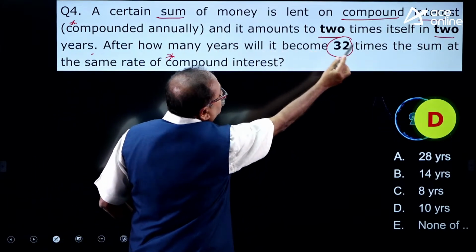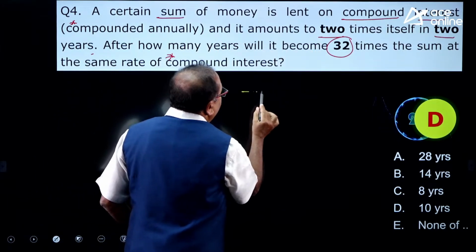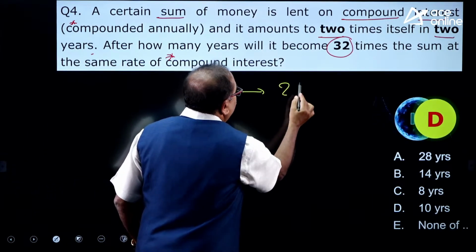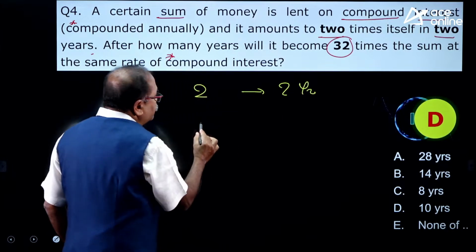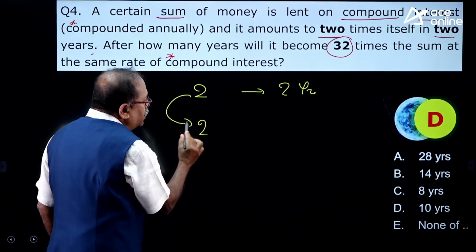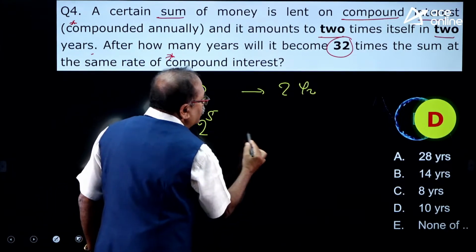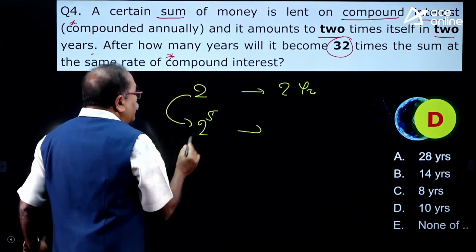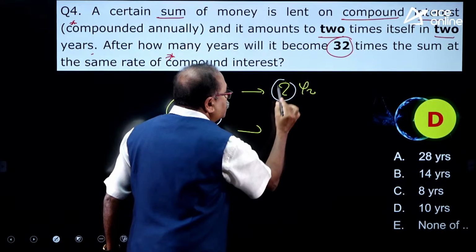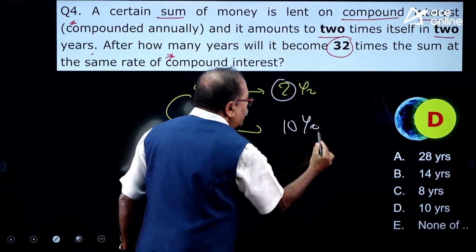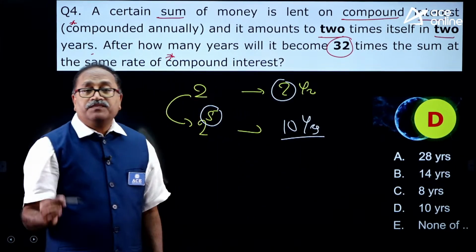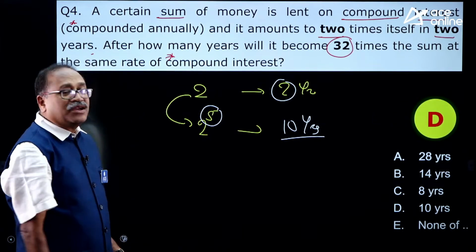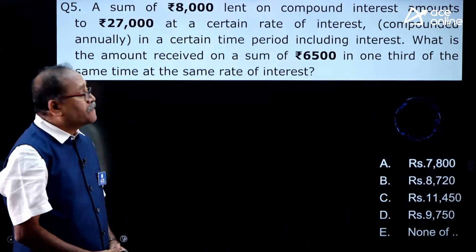That is 2 times itself in how many years? In 2 years. 32 times can be written as 2 to the power 5, and I am sure you must have done it the same way. Now we will multiply this 5 and this 2, and that comes to 10 years, and your option choice D is perfectly right. Moving on to the next question.